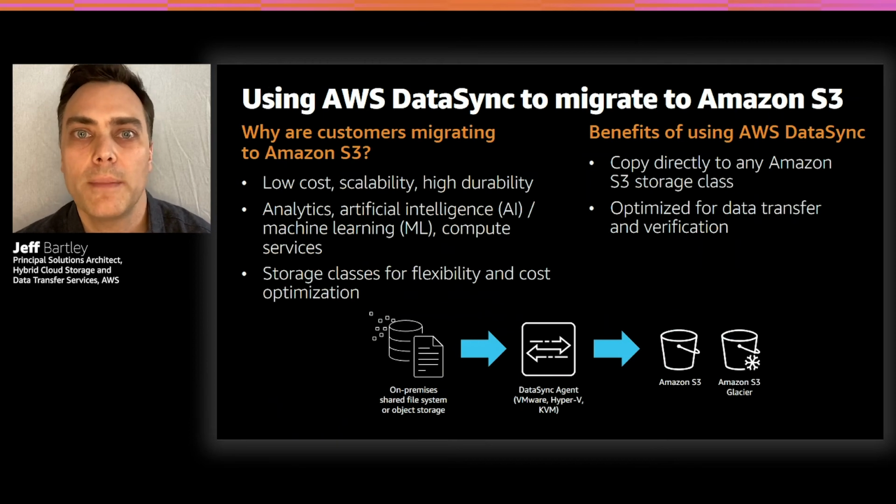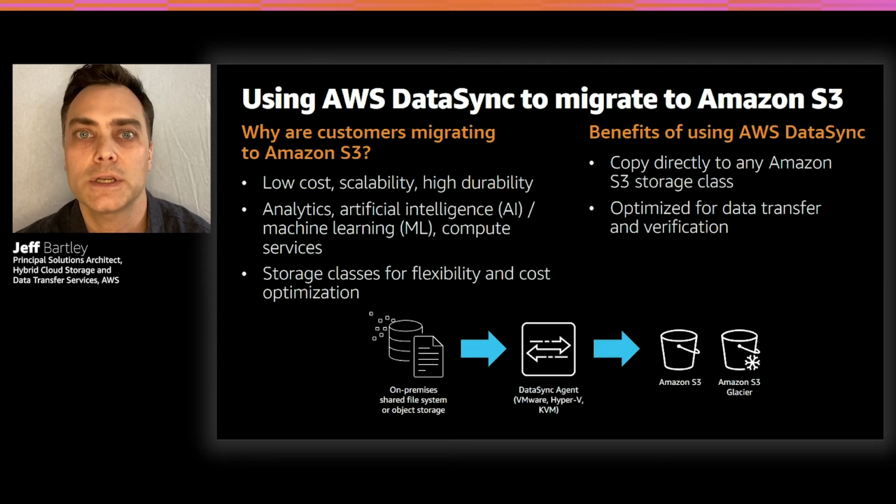Okay, so now let's talk about why customers are migrating to some of the storage services that we support. So the first of these is Amazon S3. And if you're familiar with our S3 service, you know that it is highly scalable, highly durable, 11 nines of durability, provides a lot of flexibility in how customers want to store their data. So customers can choose from a number of storage classes, anywhere from S3 Standard to Intelligent-Tiering to Glacier Deep Archive, and a number of others.